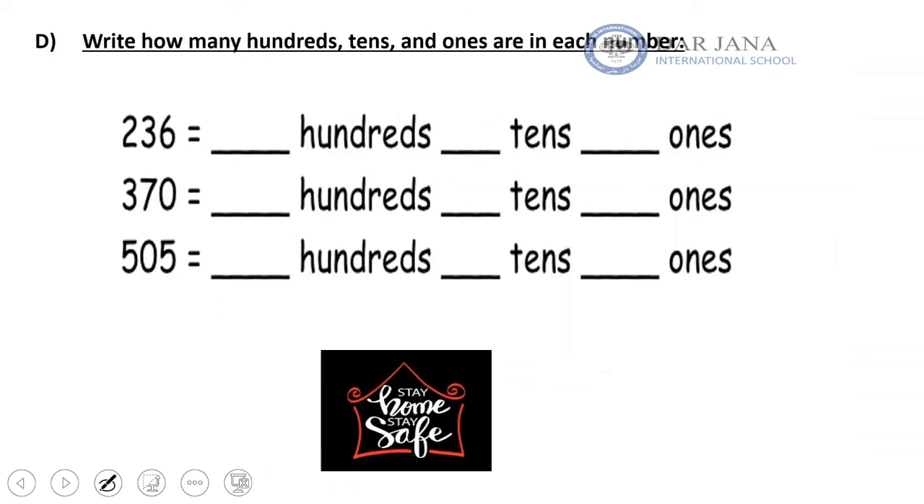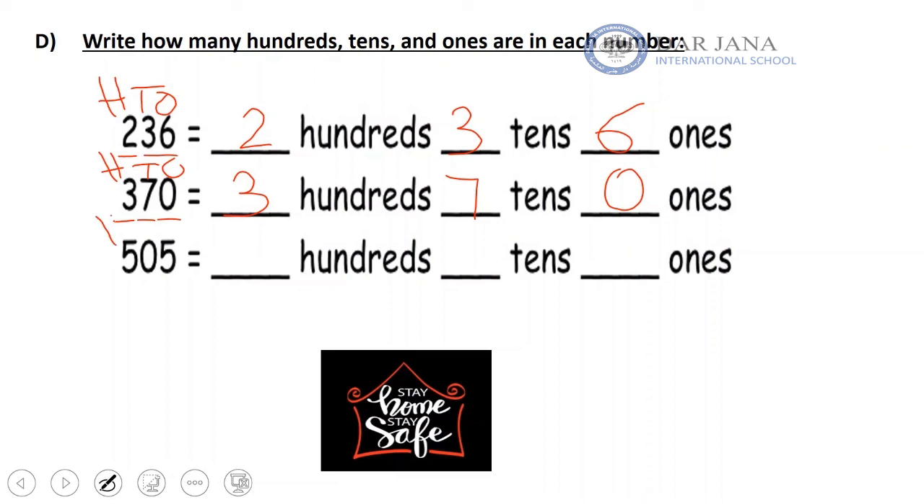Last question. Write how many hundreds, tens, and ones are in each number. It's very important to put hundreds, tens, and ones. How many hundreds do you have? Yes, 2 hundreds. How many tens? 3. How many ones? 6. Very good. Let's do the same here. Hundreds, tens, and ones. How many hundreds do you have? 3. How many tens? 7. How many ones? 0.